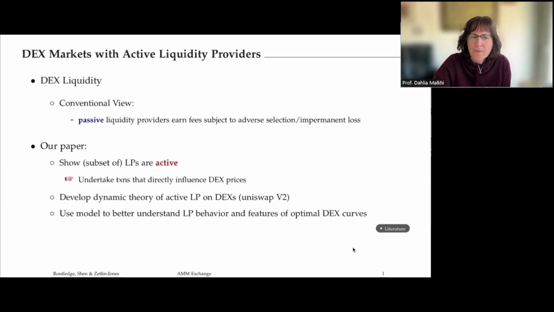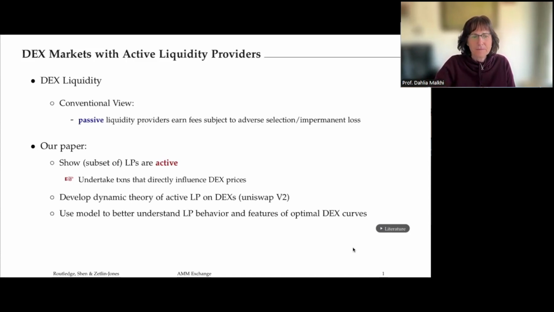Dahlia, please interrupt. I would appreciate questions as we go. Yeah, so you guys are the economists. Can I ask, if I took this slide and removed the D from everything else, so it's not decentralized, would the same hold for traditional markets? Liquidity providers are anything but passive?